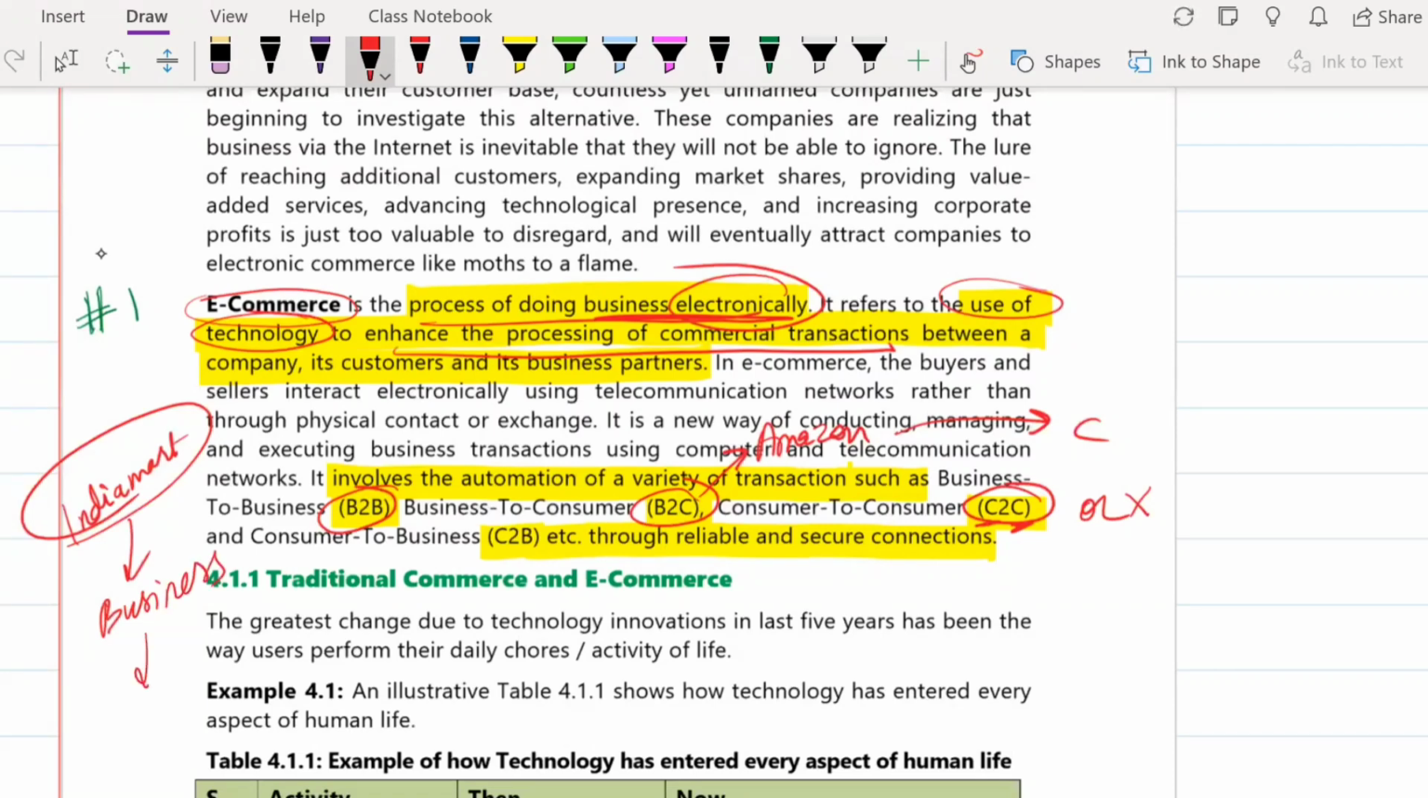It will sell, and this business will sell it to its retail customers. So business to business transactions can happen, and also customer to business transactions can happen.